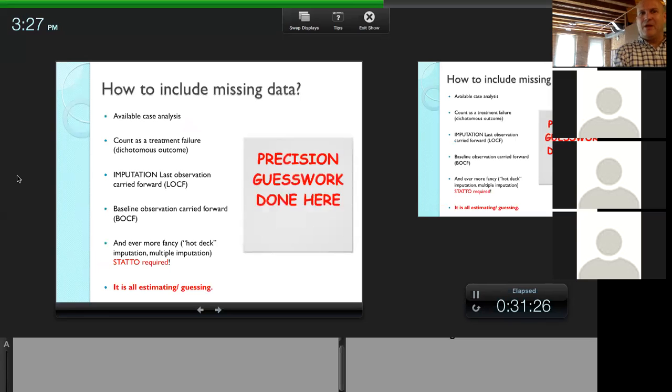Yeah? You can count them all as a treatment failure, which is not a great way of doing things either, because it just assumes that none of them got better, and that's an assumption that might not be reasonable to make. You can impute data, and imputation is essentially what statisticians call making stuff up. It's putting in a value that isn't a real value. It's a value that you're gonna guess at.